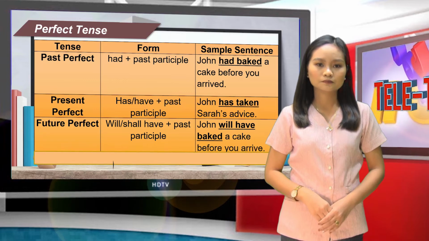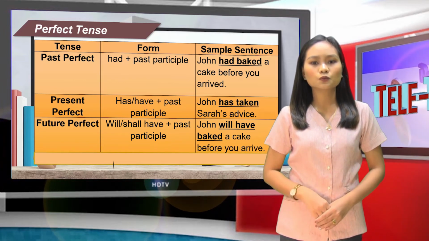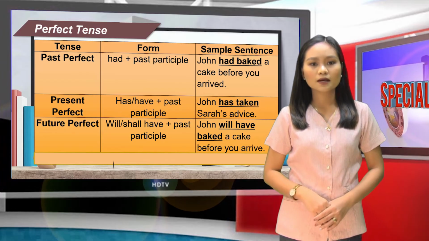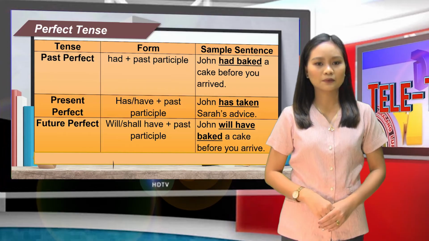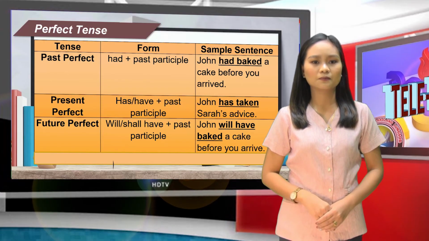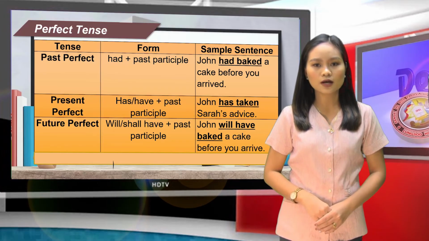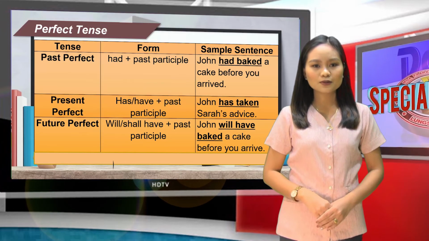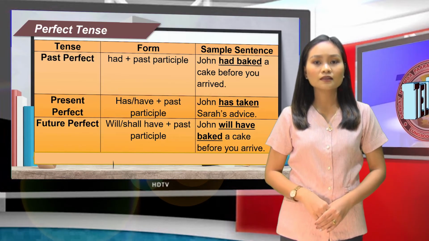Future perfect. To form the future perfect tense of the verb, use will or shall be plus past participle of the verb. For example, John will have baked a cake before you arrive. The future action will take place before another future action. It is often used with a time expression that identifies a point of time in the future.